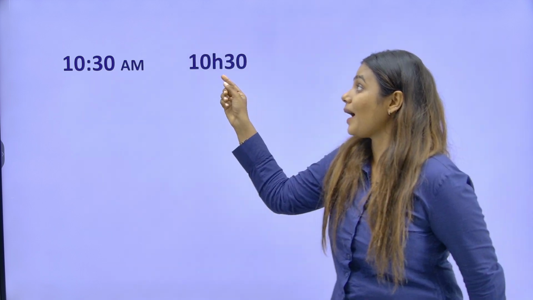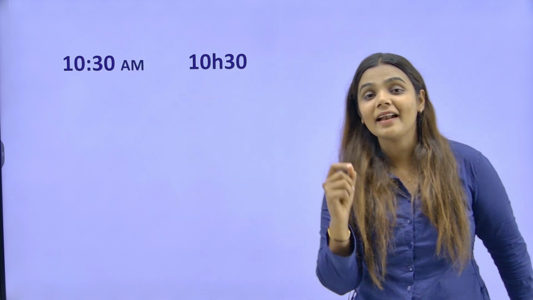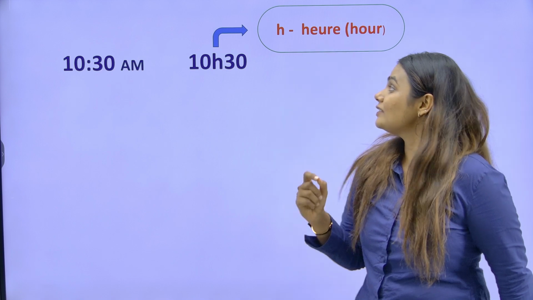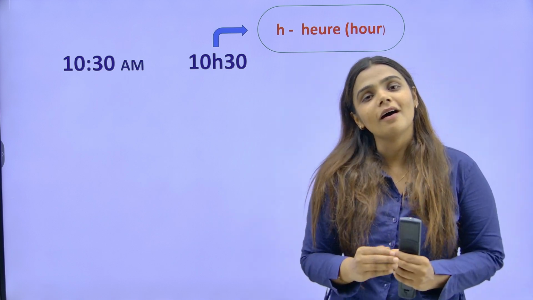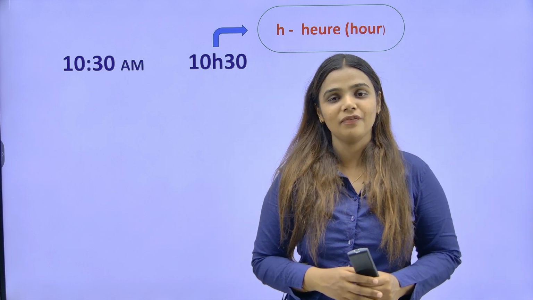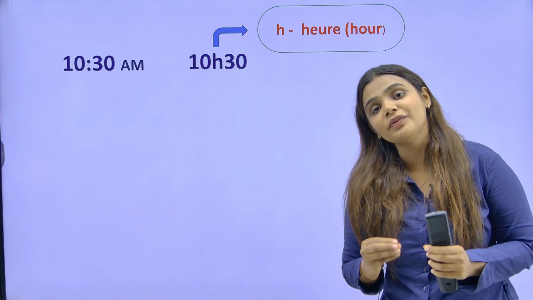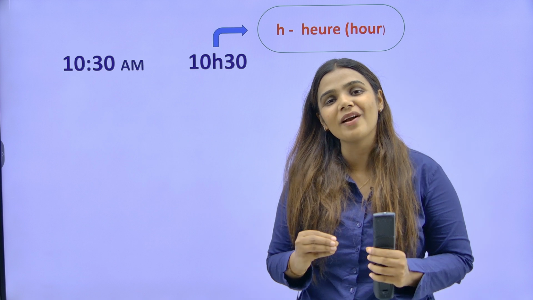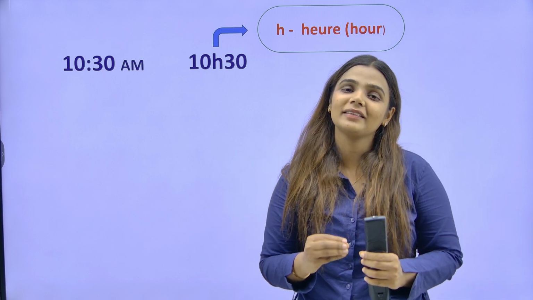Suppose in English, I have to write 10:30 a.m. We are separating the hours and the minutes by a colon. But in French, we are separating it by this letter H. And here, this letter H stands for heure. Heure also means hour in French. Also in French, we only use the 24-hour clock to write down the time in digits.